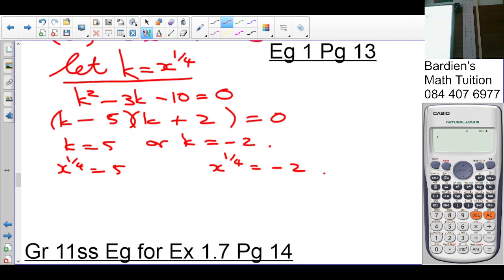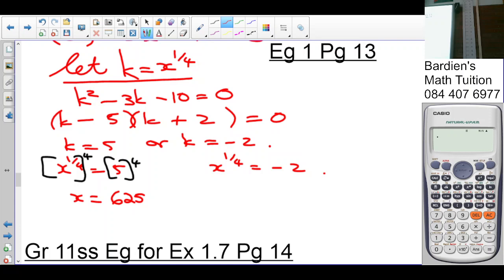What's the rule if the denominator is even? The number must be positive. Is 5 positive? Yes, so we can proceed. So that is to the exponent 4. I take it, raise it to its reciprocal, which is 4 over 1. So x is equal to 5 to the 4. 5 to the exponent 4. 625.